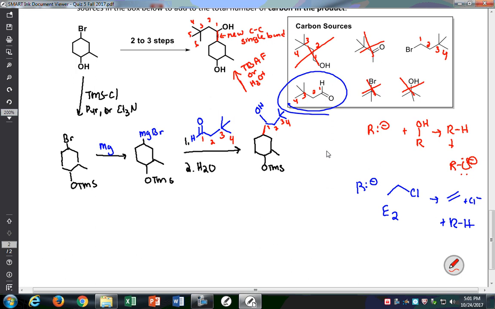Yes? How is that having 2 to 3 steps when it's just 4 per year? Technically, what you often see is that this isn't really a separate step because you can't isolate this. I'm showing it so you're clear and you're seeing what's happening, but usually what you see is 1, 2, 3, and the reason why is you cannot isolate and characterize this because as soon as the atmospheric air hits it, it's going to react with water in the air and be used up. So technically this is all one pot.